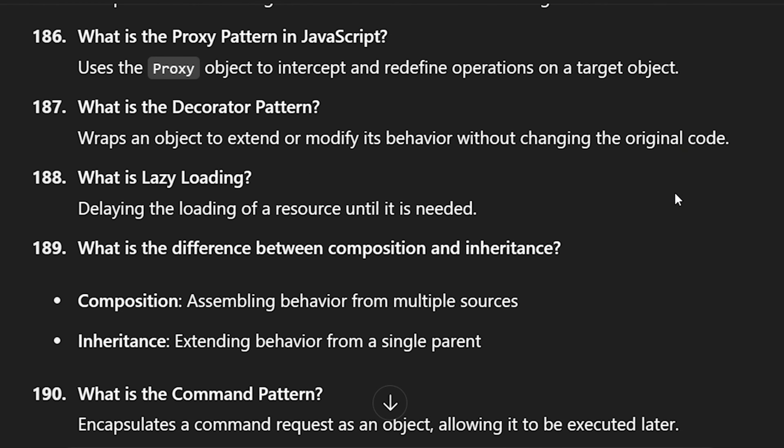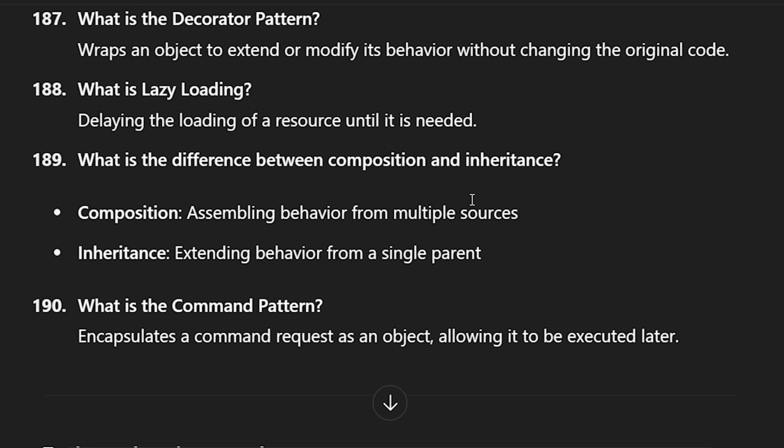186. What is the proxy pattern in JavaScript? Uses the Proxy object to intercept and redefine operations on a target object. 187. What is the decorator pattern? Wraps an object to extend or modify its behavior without changing the original code.